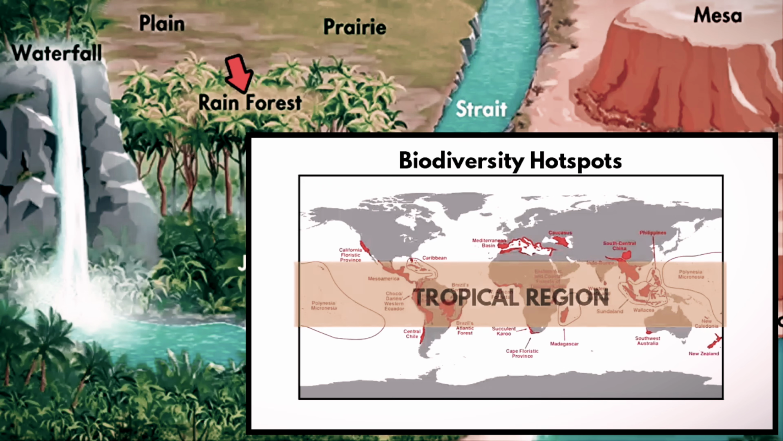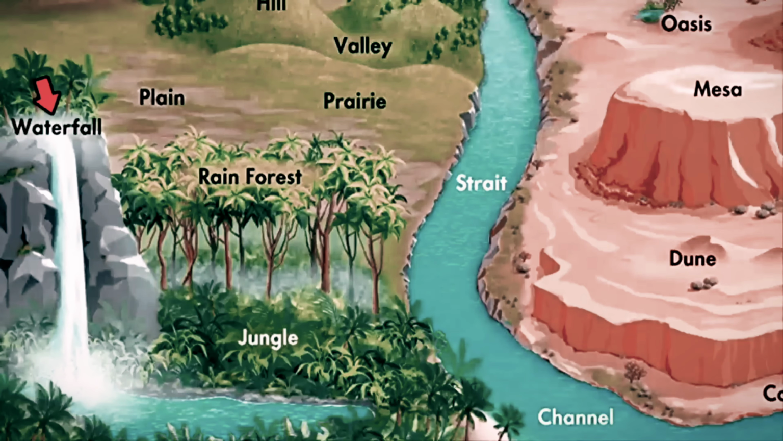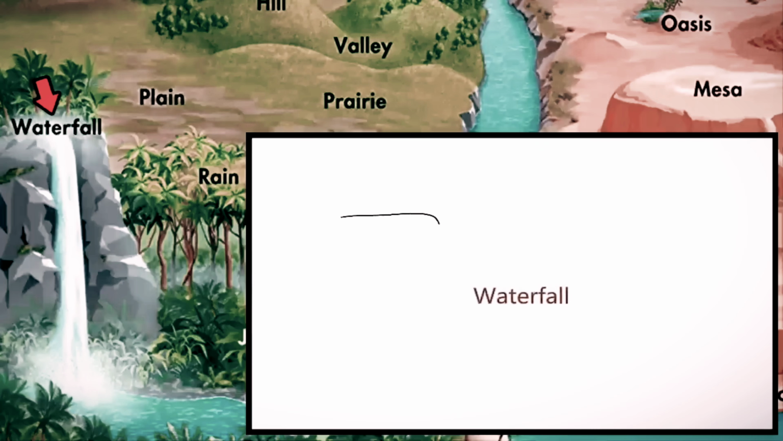And the meaning of the word biodiversity is a high level of existence of a variety of plant and animal life at a particular place. The next one is waterfall. It is basically a stream of water or a river that flows over the edge of a cliff and then falls vertically downward. Waterfalls are formed when the riverbed changes from hard rock to soft rock.